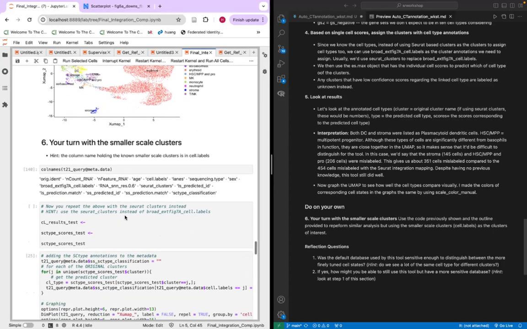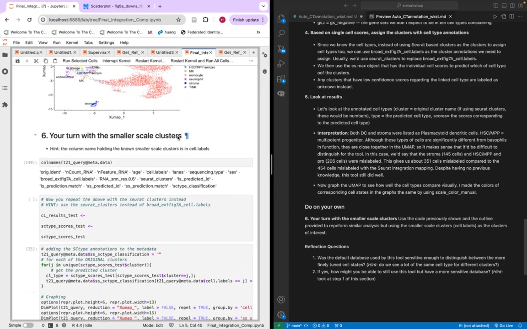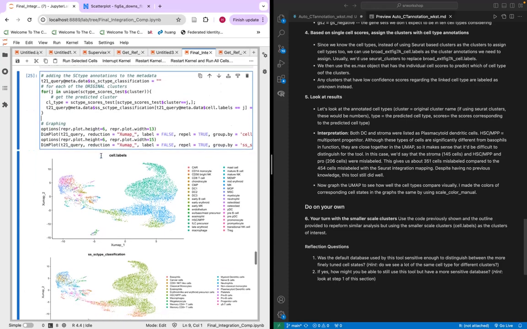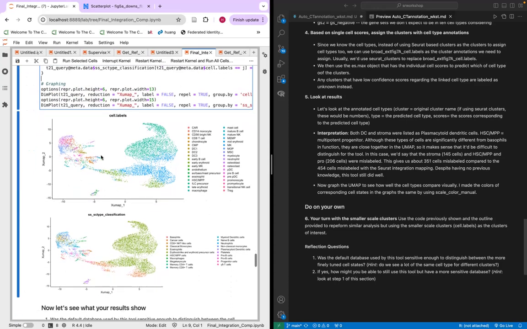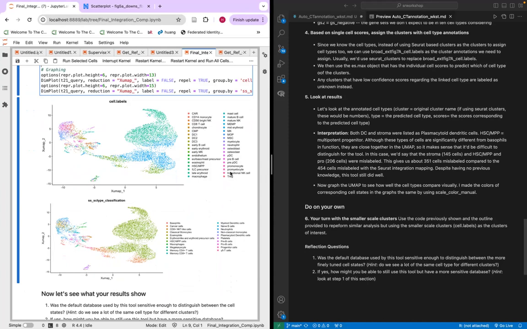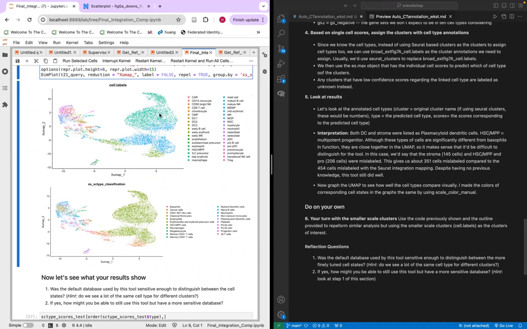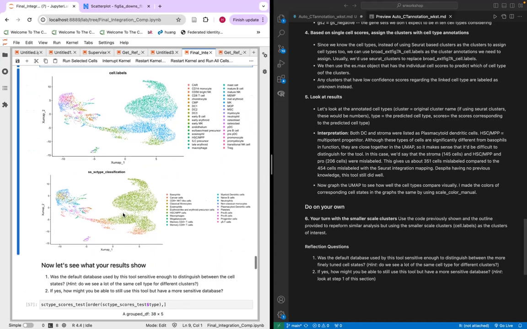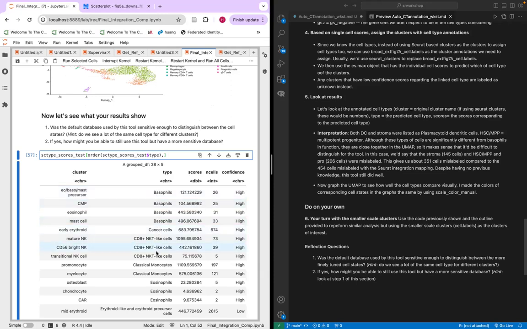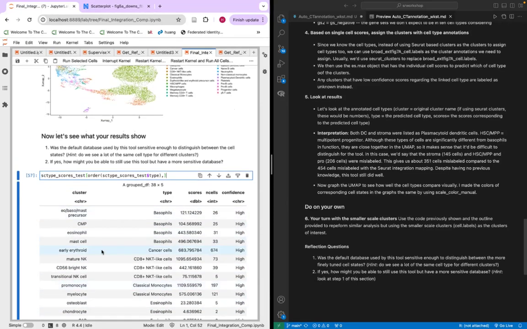And so then it's your turn to be able to repeat this analysis, but with the smaller scale clusters. And again, I've already run the code to do this, but you're going to type in the code yourself. And then here I can again run a similar cell type or UMAP and show the different comparisons where we see relatively similar results in terms of the number of cell states and similar separations, but not identical. And then we can actually look at the results and compare them and see how well they did.